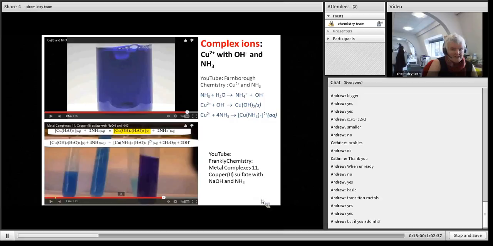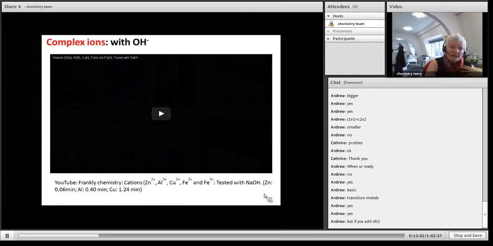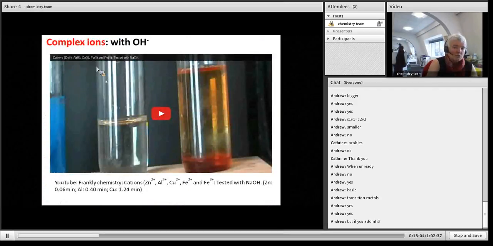So as I say, you're welcome to do it yourself. Frankly Chemistry has done it with a lot of different ions, so I'm not going to go through it, but you're welcome to have a look, because seeing it will help you remember them, and because he tests them, and they aren't necessarily always soluble, so that you can see whether they do or not. Like copper does not form a soluble complex ion with sodium hydroxide.